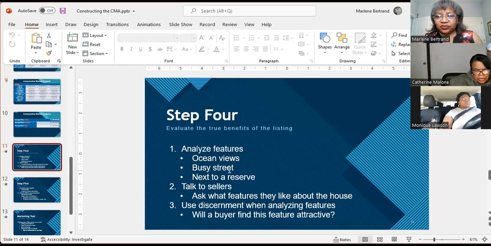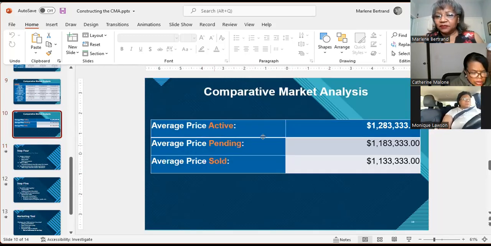Is it on a busy street? Because if it's on a busy street, then you might want to lower the price. So here we're looking at averages, and that's just the number to start with. You're going to either add to or subtract from these average numbers. These are just numbers to start making adjustments.